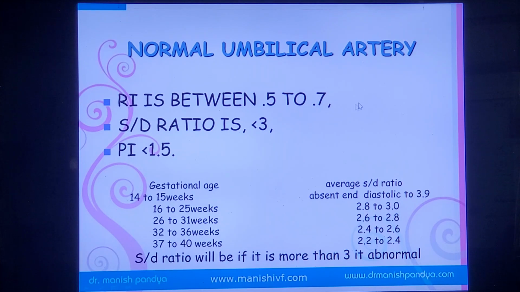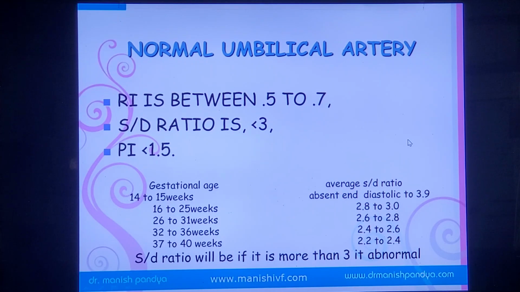RI in the umbilical artery is between 0.5 to 0.7. Uterine artery 0.4 to 0.6. Here it is 0.5 to 0.7. SD ratio more than 2, it is less than 3. Okay. PI less than 1.5. According to gestation, 14 to 15 weeks 3.9, 16 to 25 weeks 2.8 to 3.0, 37 to 40 weeks 2.2 to 2.4. SD ratio more than 3 is abnormal in the umbilical artery.